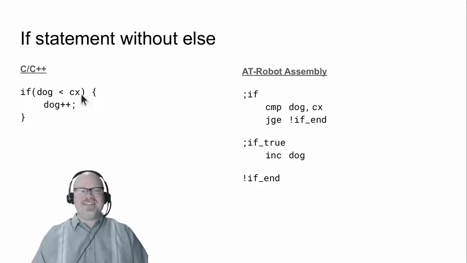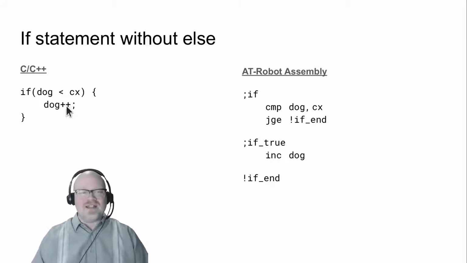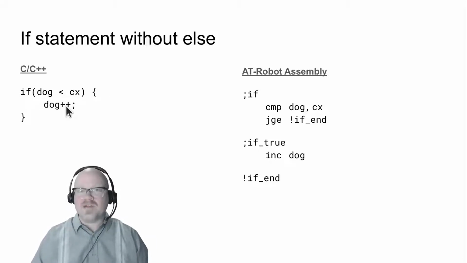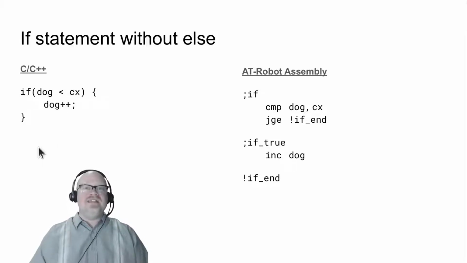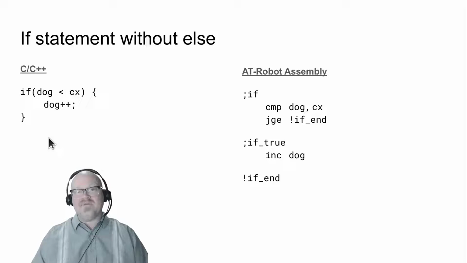So if dog is less than the value in CX, we're going to jump down here and increment dog. And when we're done with that, we move on past the if statement. In the false case, where this condition fails, if dog is greater than or equal to CX, then we're just going to skip on down here, pass the if and continue on with life.